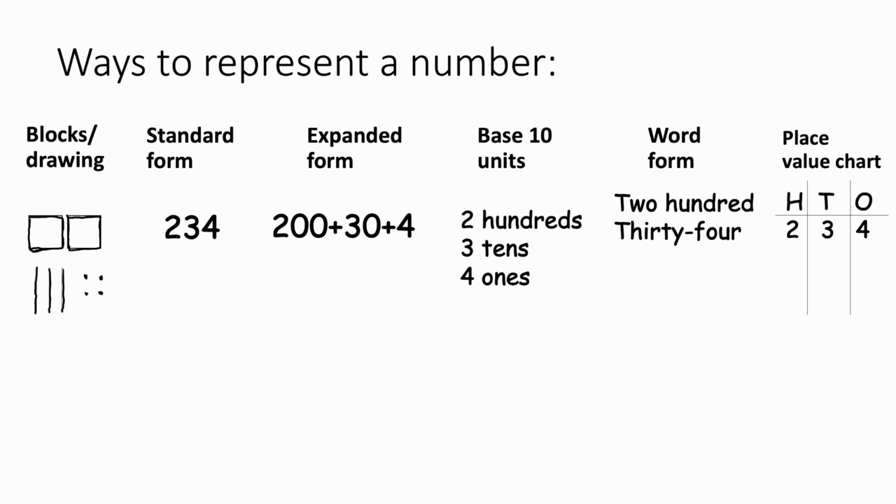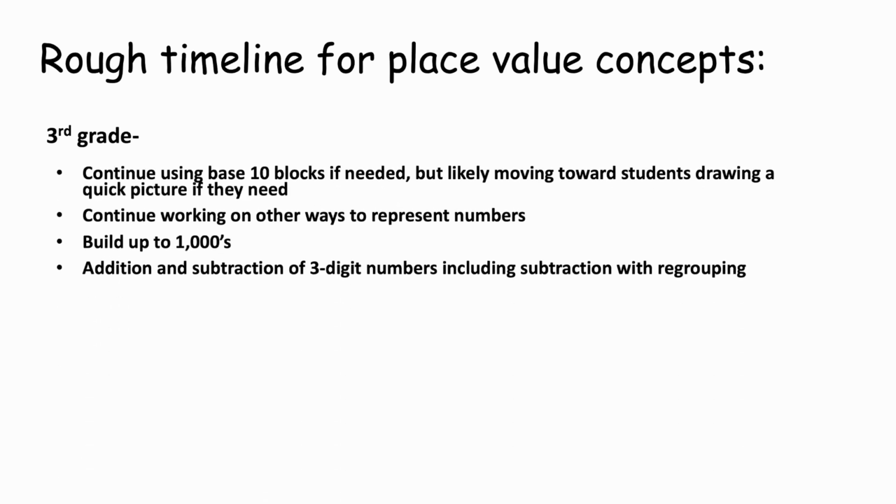So the block drawings, you can see just how to do a quick representation, and then the standard form, expanded form in base 10 units, so they know how many hundreds, tens, ones, in the word form, and then the place value chart. Moving on to third grade, they're going to continue using those base 10 blocks if they need. More than likely, they're just going to be doing a quick drawing if they need. Then you're also going to be working on ways to represent numbers. You're just working on bigger numbers, so going up to thousands here, and then addition and subtraction of 3-digit numbers, including subtraction with regrouping.